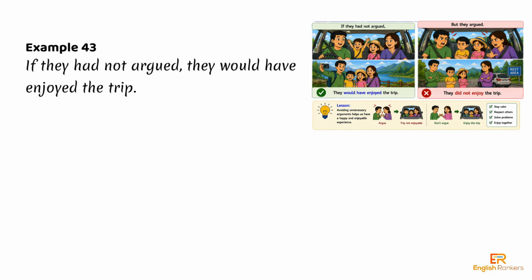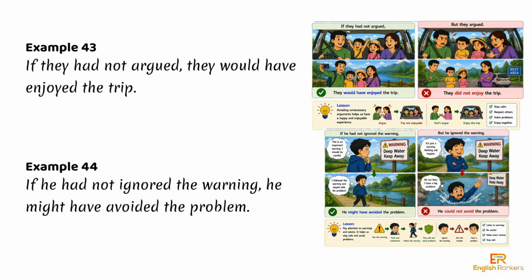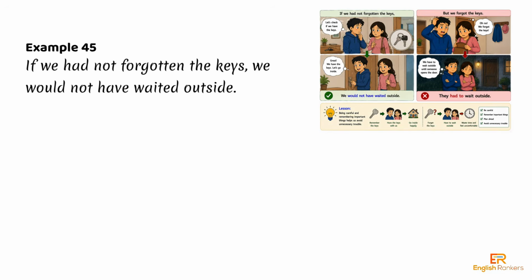Example 43. If they had not argued, they would have enjoyed the trip. They argued, so they did not enjoy the trip. Example 44. If he had not ignored the warning, he might have avoided the problem. He ignored the warning, so the problem occurred. Example 45. If we had not forgotten the keys, we would not have waited outside. We forgot the keys, so we had to wait outside.